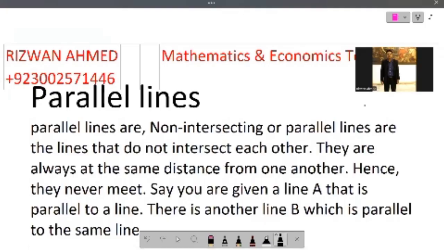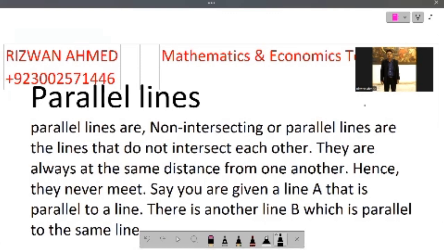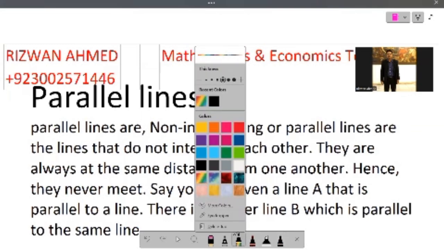Hello guys, this is Rizwan Ahmed, mathematics and economics teacher, and our topic today is parallel lines and transversal lines. When we talk about parallel lines, we have to recognize what the properties of parallel lines are.